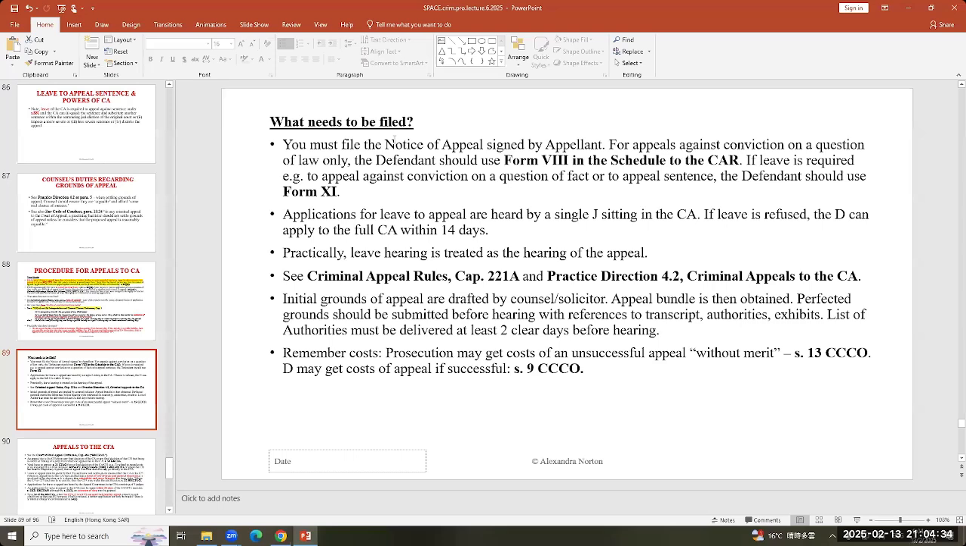You need to file your notice of appeal, either Form 8 if you don't need leave, or Form 11 if you do need leave. You file your initial grounds first, and then you perfect them later when you have the transcript.